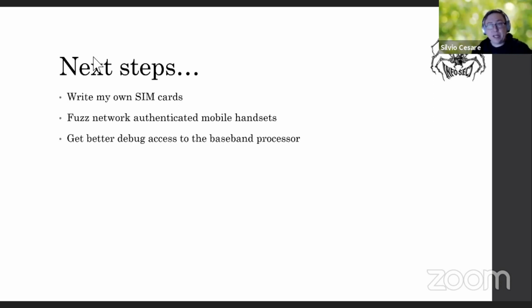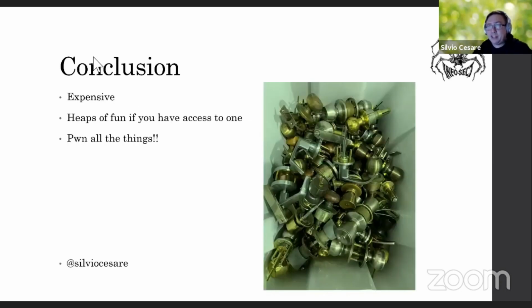I'd also like to get better debug access to the baseband processor, so that if I do get a crash, I can see what it's doing and develop some exploitation around that. So that's it. That's the sort of thing you can do with the Faraday cage. There are more things you can do with the Faraday cage, but these are two things that I've done, and I've done the baseband attack quite a bit.